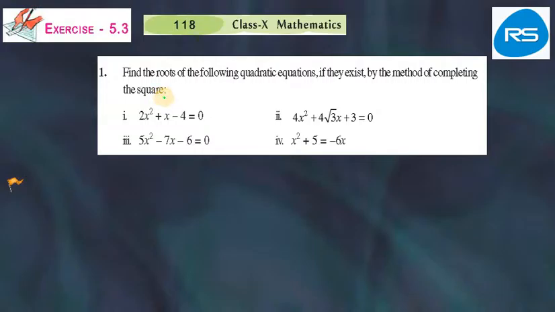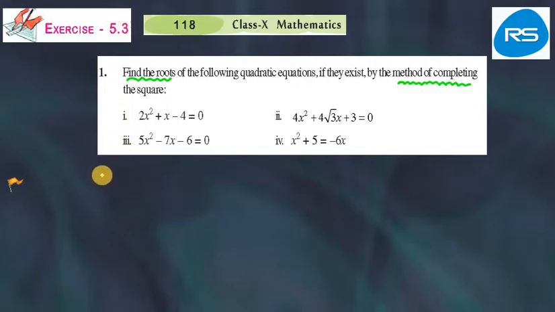The question is given in this way: find the roots of the following quadratic equations, if they exist, by the method of completing the square. Here the method is specified. We can solve by the formula method as well as the factorization method, but here it specifies the completing the square method. He is asking us to find the roots of this quadratic equation. So let's see what this method says.